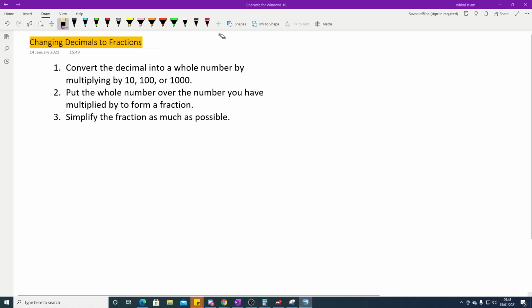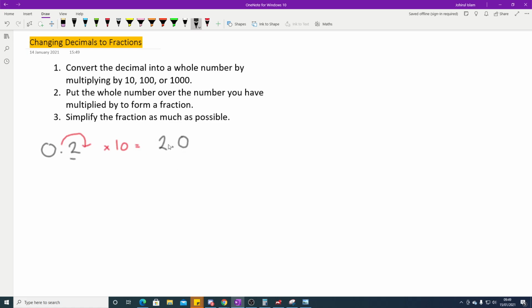So let's use a simple example to start off with. Let's use 0.2. 0.2 is to one decimal place, so therefore we need to multiply this number by 10 because we want the decimal point to move over one place. So we multiply 0.2 by 10 and that forms 2.0.